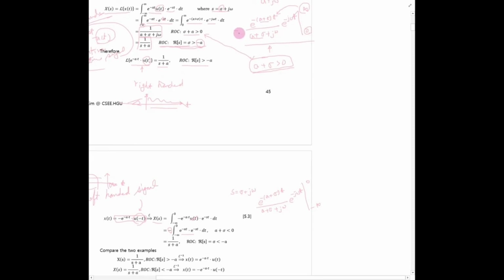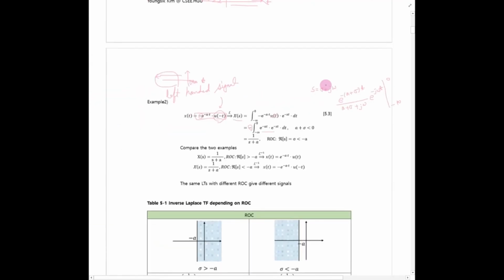You can compare with this one. The only difference is this minus sign, due to this one. Now the issue is the convergence. If we replace time with minus infinity, it should be converging. In case t is minus infinity, this exponent should be negative. That's the condition: a plus sigma should be negative to converge. So this one defines the region of convergence.